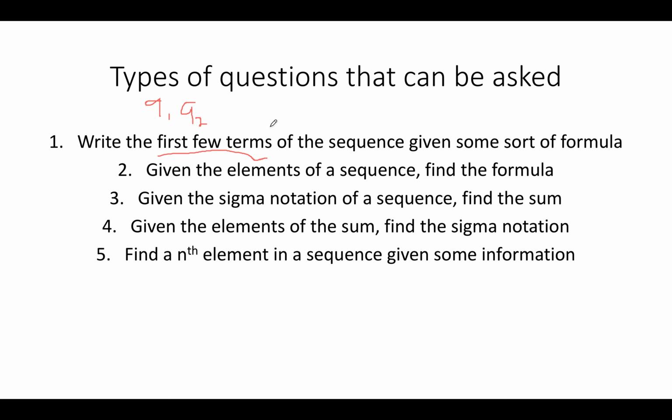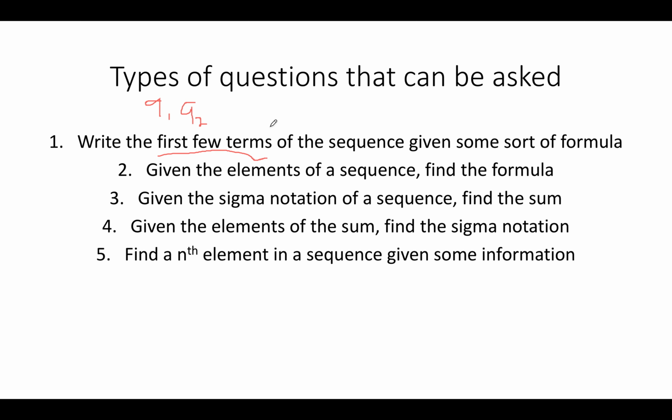Another type is you're given elements of a sequence, like 1, 2, 3, 4, 5, 6, all the way to 100. Find the formula that defines that. Simple. You see questions like that a lot. Another type of question is you're given sigma notation of a sequence. Find the sum. We're going to talk about sigma notation in this video. Another one is you're given the elements of the sum. Find the sigma notation. So that's the reverse of question 3.